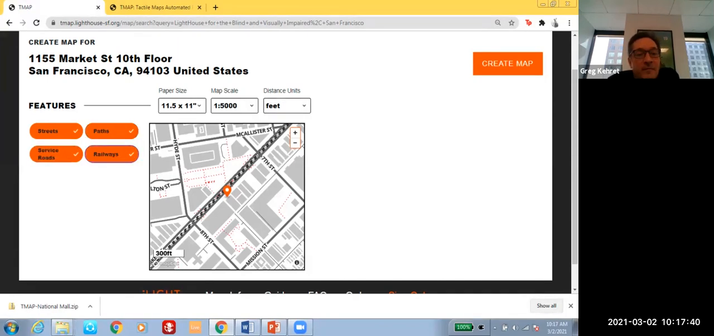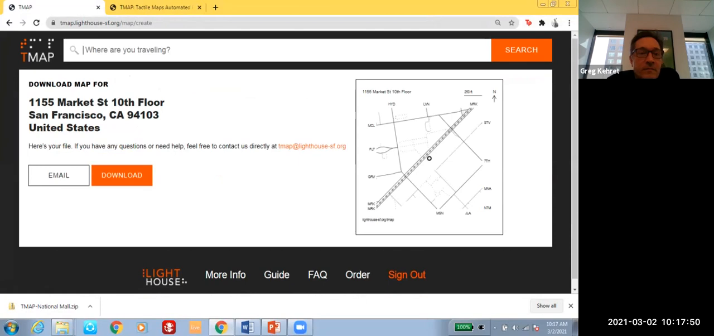So let me just check a few boxes. I'll check them all. And I'm going to click Create Map. And this should take us, if I actually click the right button, looks like it's thinking. We're now on the download map page. And there you can see on your screen, that is an actual image of our tactual map.